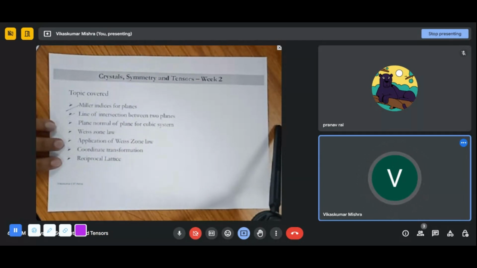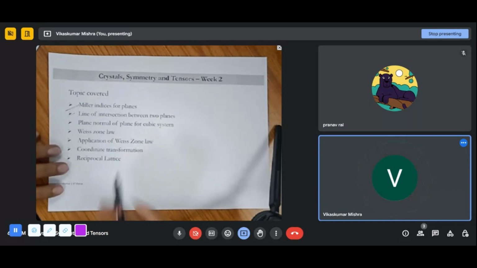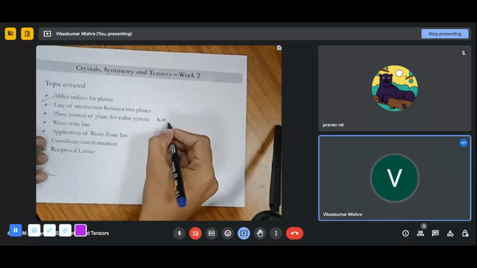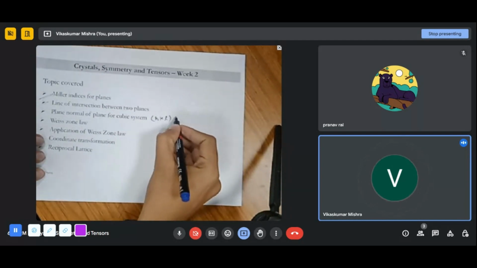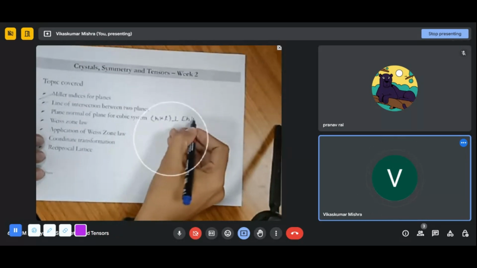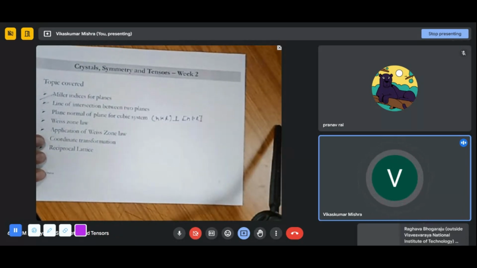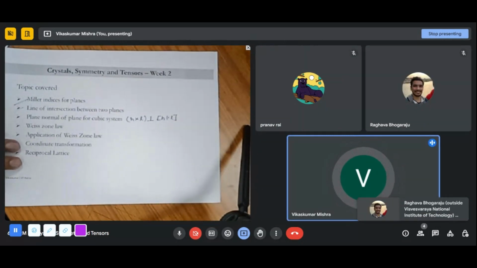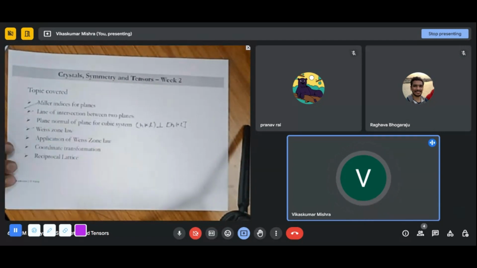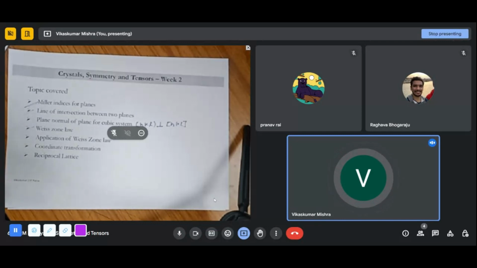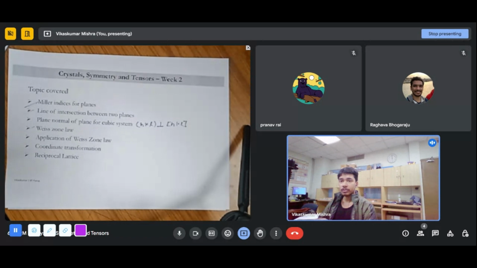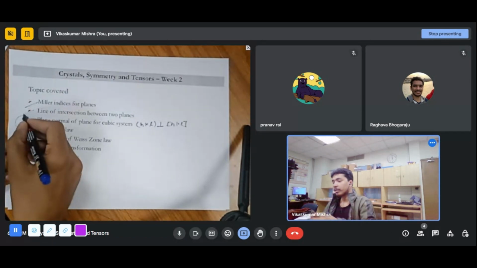Then we discussed the plane normal of a plane for a cubic system. For a given plane, what is the normal for the given cubic system? That is one derivation. We say that the direction h, k, l will be perpendicular to the plane h, k, l in the cubic system. This is what was taught in the video lectures. After that, the professor discussed the Weiss law. From the diffraction condition, the Weiss law is very useful, but limiting to our syllabus, we mostly use it for calculating the line of intersection between two planes.